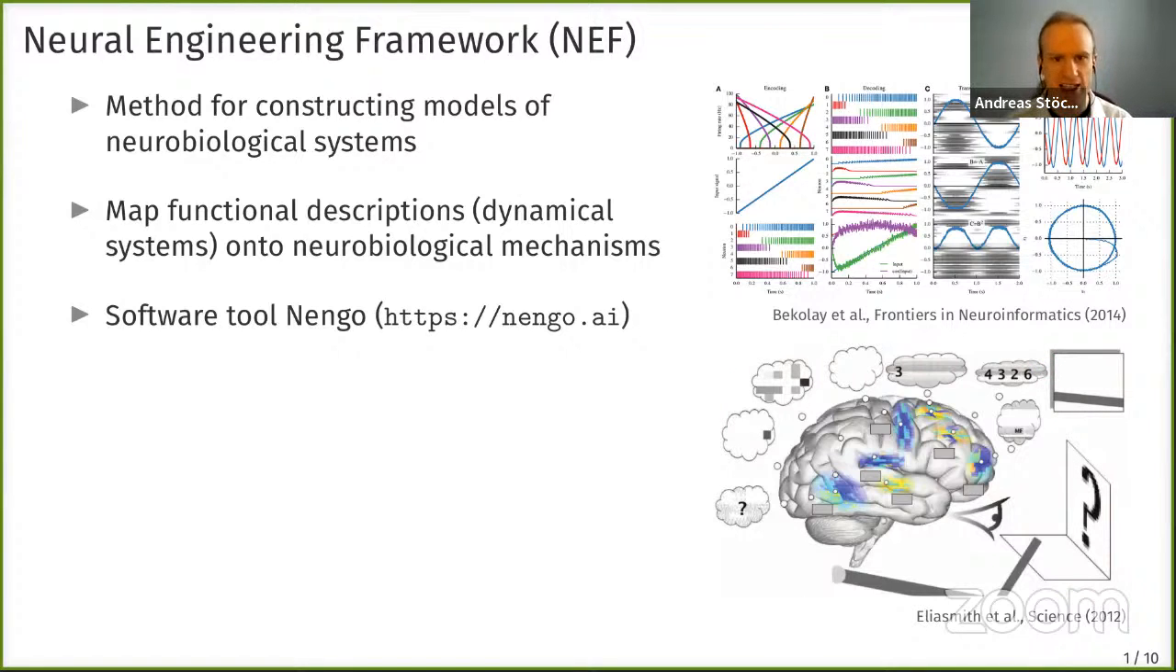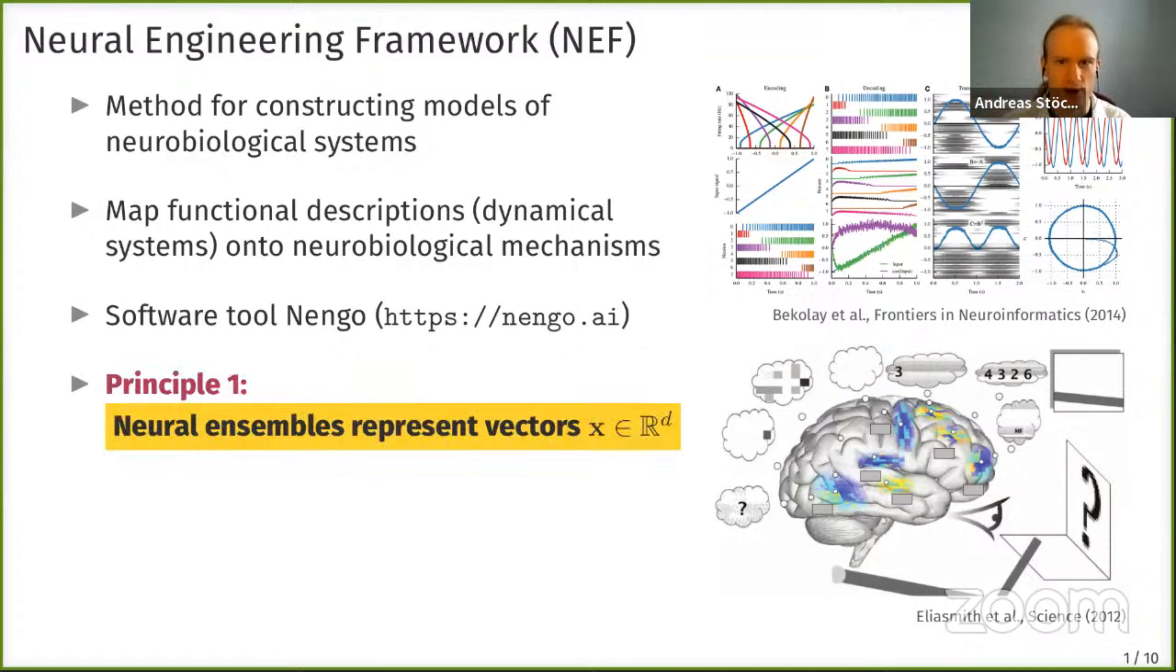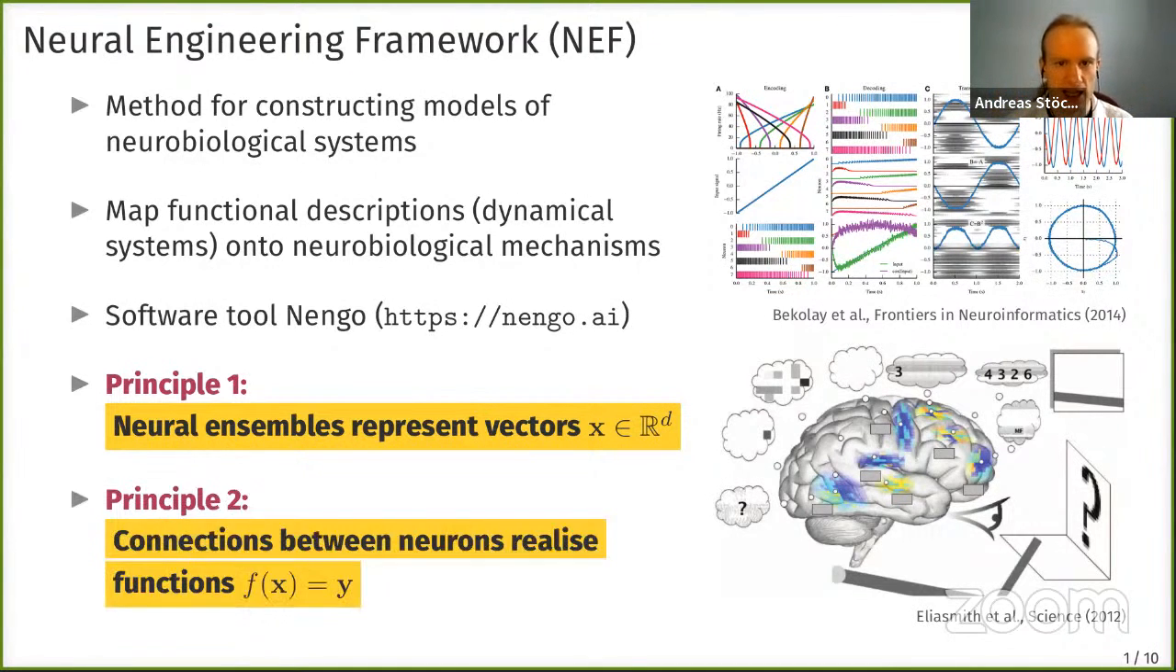At its core, the NEF is based on three principles, two of which we are using here in this talk. First, we assume that neuron populations represent vectors x within some relatively low-dimensional space, at least low-dimensional compared to the high dimensionality of the activity space. And second, we think of connections between neurons as realizing arbitrary functions of this form.